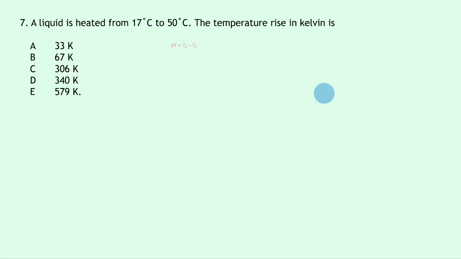So all we need to do is find a change in temperature, delta T, by taking one temperature away from the other. We could write that as T2 minus T1, which gives us 50 minus 17, which is 33 degrees Celsius. And this is going to be the same as the temperature rise in Kelvin. So it's going to be a change of 33 Kelvin, which gives us answer A.